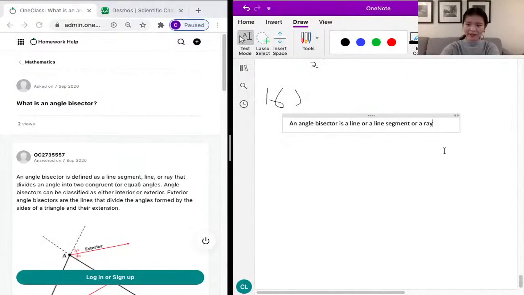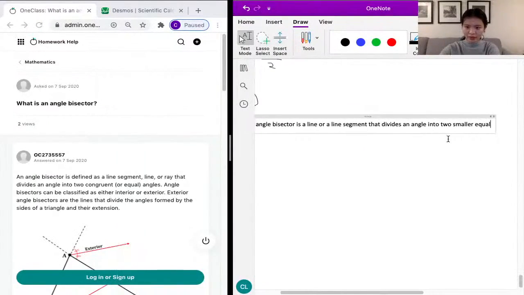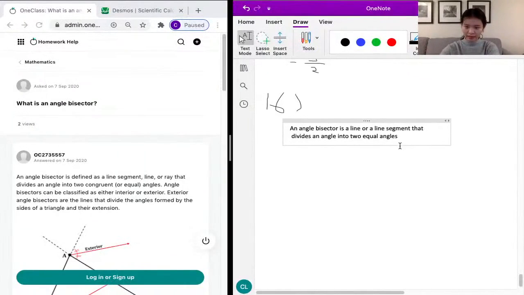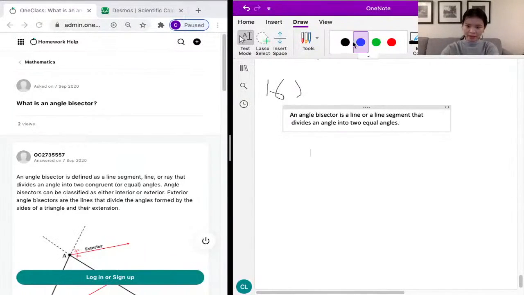word ray because I also do some physics. And I guess you can call it ray, but it just annoys me kind of. So I'll just call it a line or a line segment that divides an angle into two smaller equal angles. Or I guess just two equal angles is fine, because obviously if a line divides an angle into two parts, the two angles are going to be smaller. And let's just put it on the next line so that this stays on the same page. Cool. So this is what an angle bisector is.